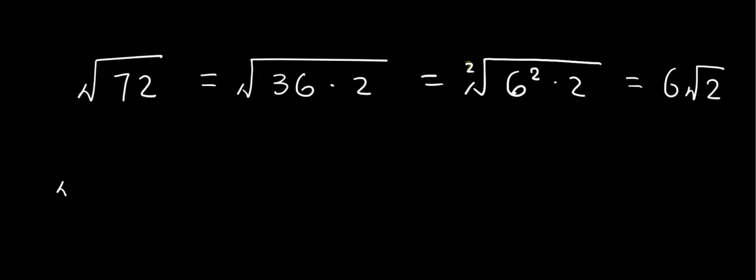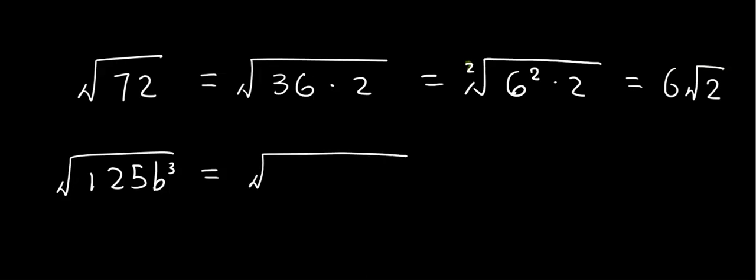Let's continue. How about you have a question that looks like this? The square root of 125 b to the 3rd power. 125, okay. I'm thinking of 125 as 25 times 5. Even better, 25 is 5 to the 2nd power. I'm thinking of b to the 3rd power as b to the 2nd power times b to the 1st power. Remember, before we learned, keep the base and add the powers. So 2 plus 1 is 3. That's how we do that.